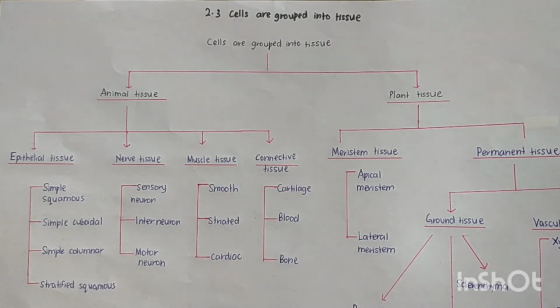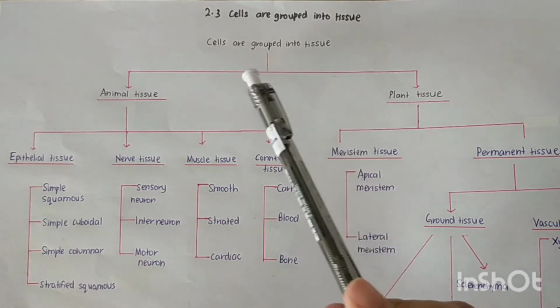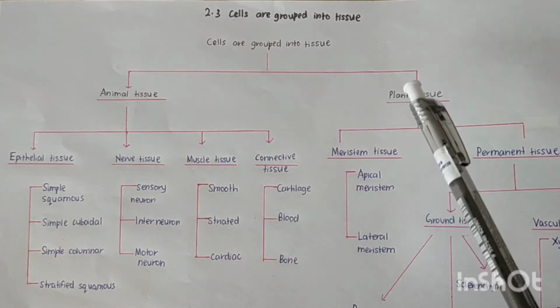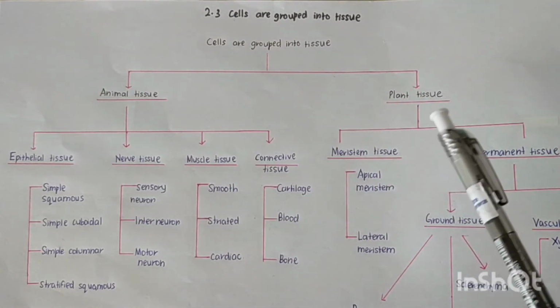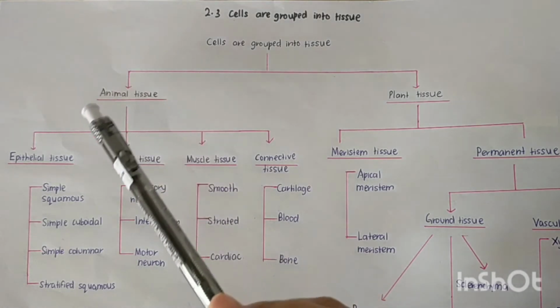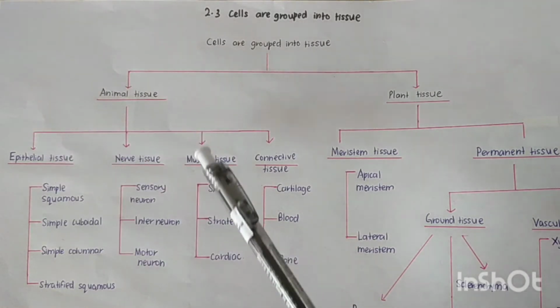So now let's proceed to subtopic 2.3, which is cells are grouped into tissue. First of all, for cells are grouped into tissue, you have to classify it into two types of tissue. The first one we call animal tissue, the other one plant tissue. So we look at the animal tissue first. For animal tissue, there are 4 different types of animal tissue.